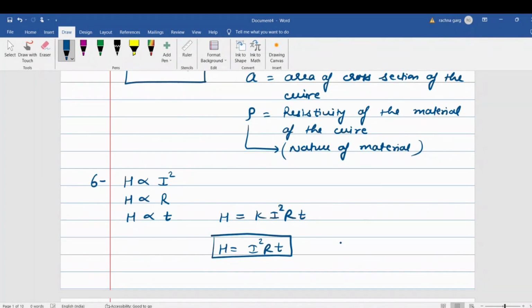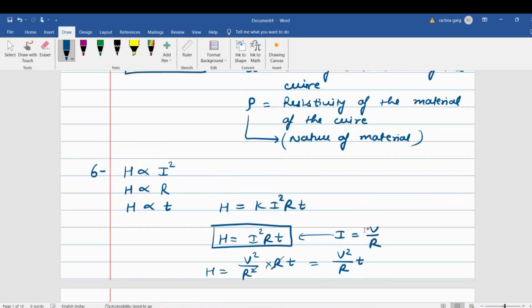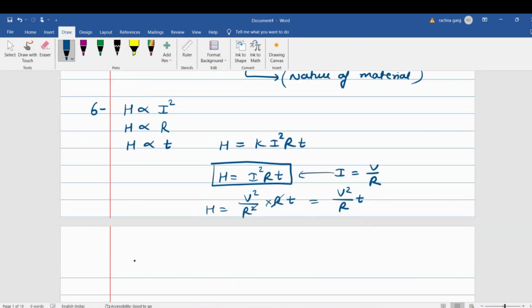Now, I is equal to V by R. I can substitute that value here. I will be getting V square by R square into RT. 1 R will get cut. You will get V square by R into T. Am I right? Another formula for heat. H is equal to V square by R into T. Right?